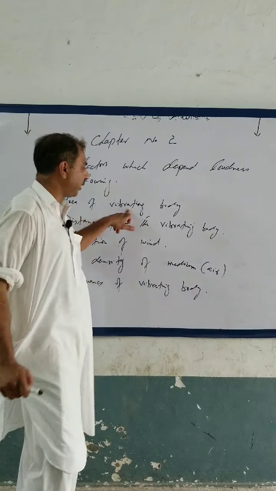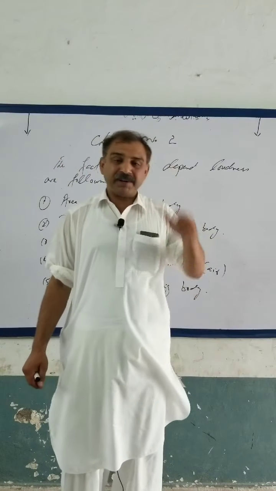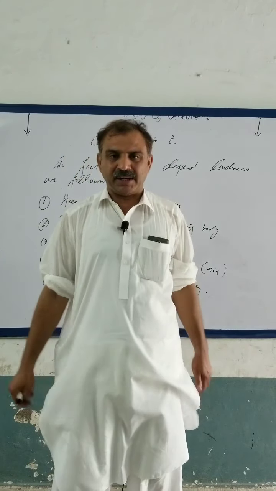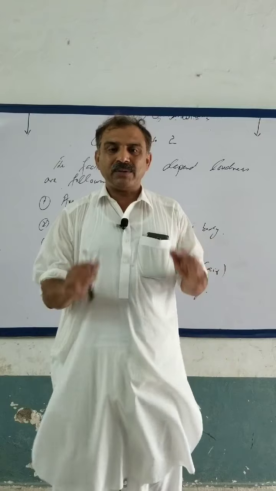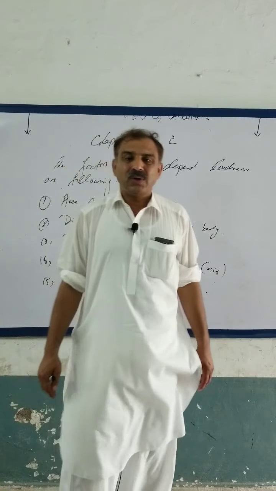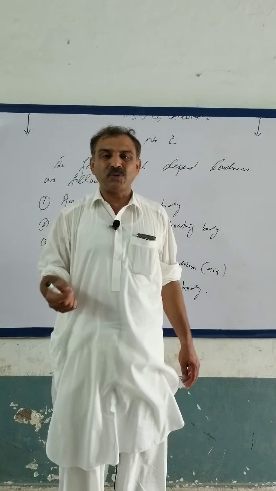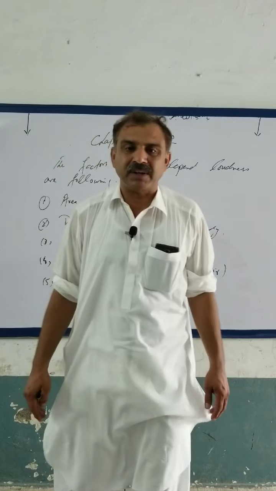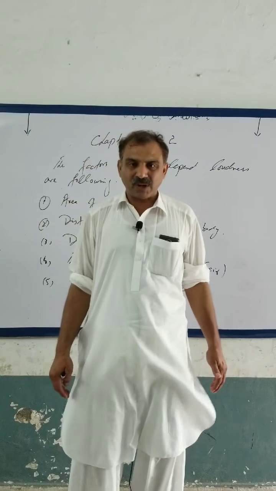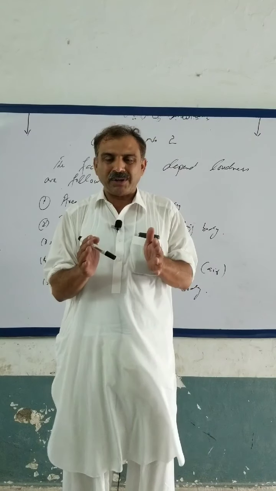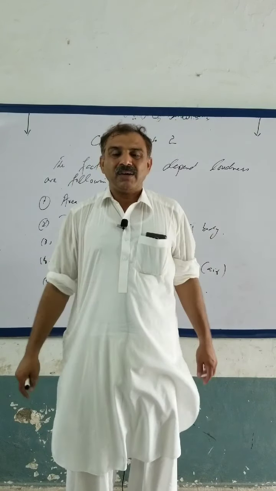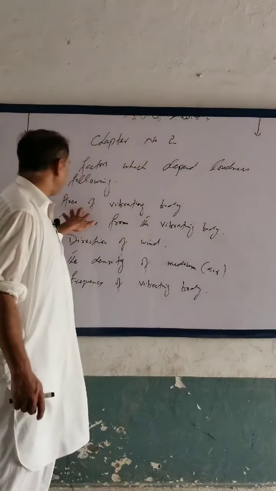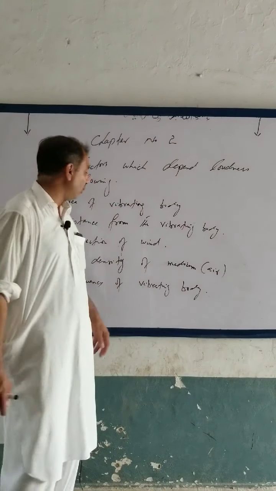So first of all, area of vibrating body. Greater the area of vibrating body, greater will be the sound produced. For example, take an obstacle which has a smaller area and another obstacle which has a large area. When you strike the two surfaces, the sound produced will be different. The smaller area will give a sound of low quantity, and the large area will give a sound of great loudness. Therefore we can say that the greater the area, the greater the sound produced.